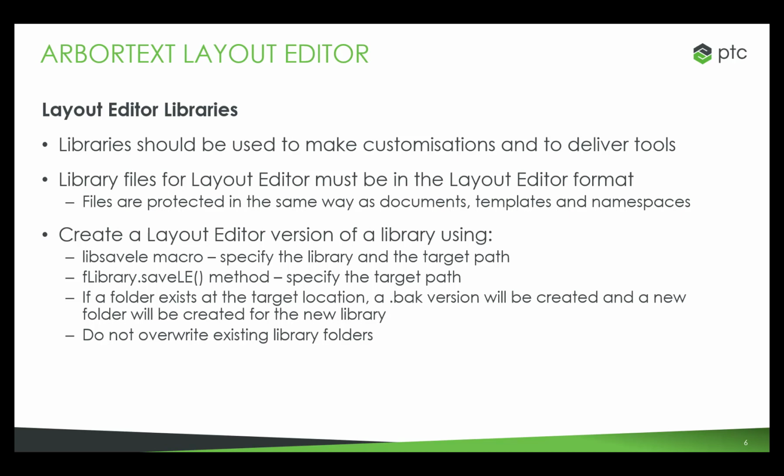So with these methods, you point the tool at the library that you want to encrypt, and it will save out a new version of the library in the target location that you've specified. If you overwrite a library, then a .back version of the old library will be created, so you haven't lost what you had originally. You can always roll back to that if you want to. One thing I would stress though is don't overwrite your existing library folders. That is not really going to be very helpful at all.